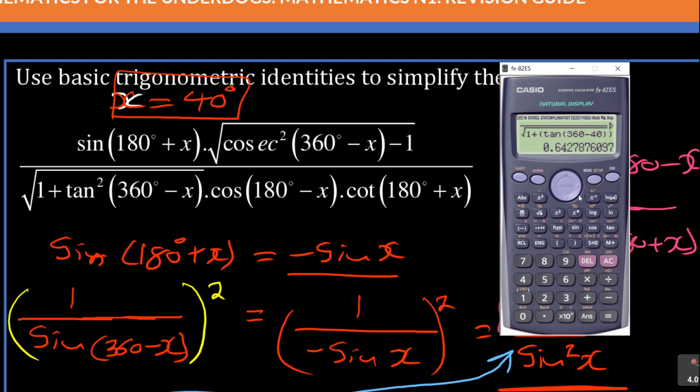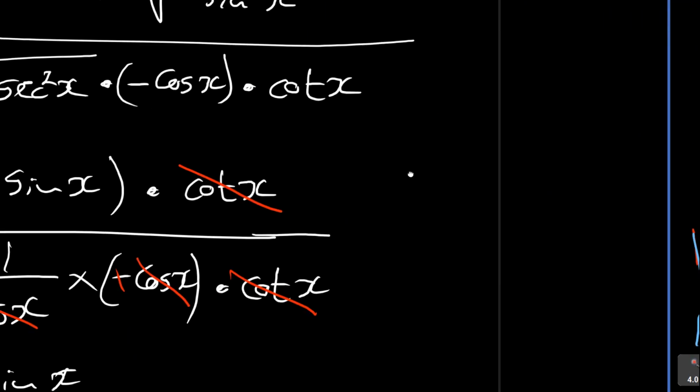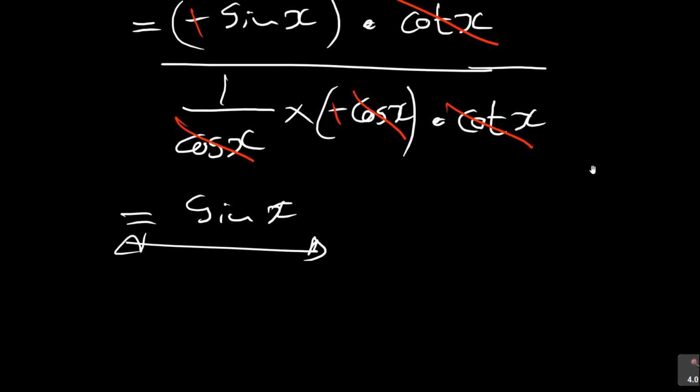I hope this is fine also. 0,6427, 0,64. Now that one was sine 40. Let me say sine. Remember the answer was sine x. If you say sine 40, 0,64. Yes, this is what I got. So it's correct. Just check, because it was sine x here. Just do it on your side and see whether it's that, but it did give me the answer there. It's correct. Alright, now look at the next one.